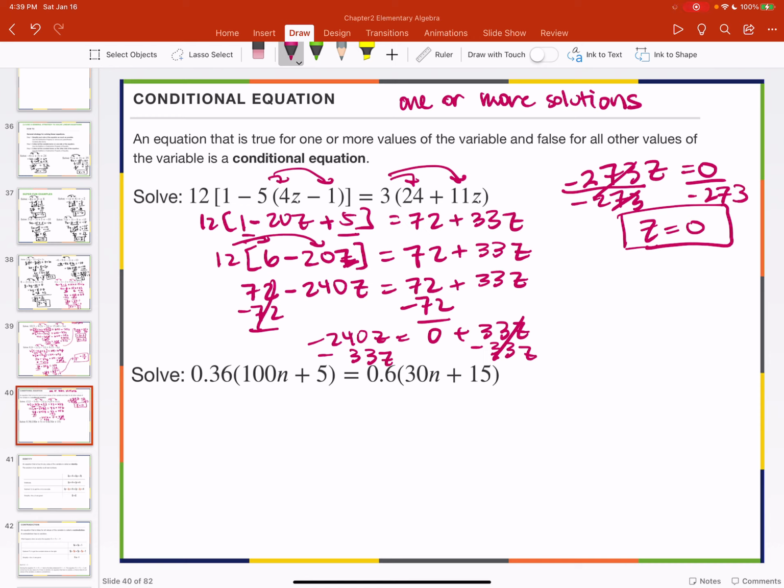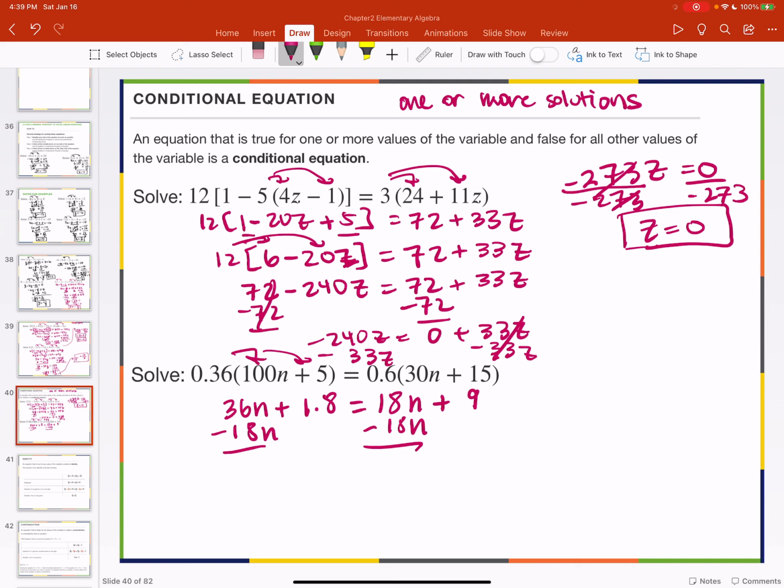And then this one here, let's go ahead and distribute that 0.36. So 0.36 times 100n is going to be 36n plus, and then 0.36 times 5 is going to be what? 1.8 is equal to, and then 0.6 times 30 is going to be what? 0.6 times 30 is going to be 18, and plus 0.6 times 15, and that's going to be 9, okay?